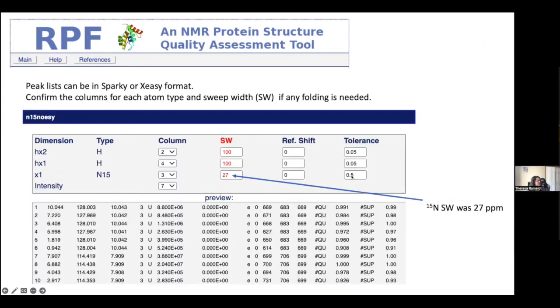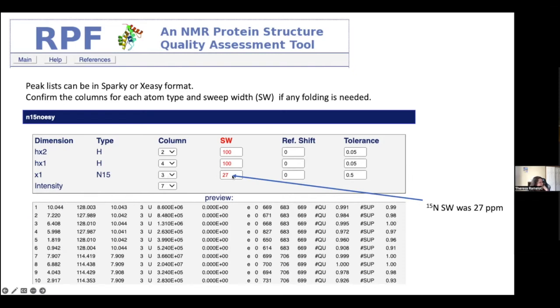So then after you put in your information, you hit submit, then you get to this next page where, if you want to include it, your peak list can be in Sparky or XEASY format, and you have your columns. It actually could be any format where you have your peak list, where you have the chemical shifts, and then you have an intensity. So what you tell it here is you find the N15 column, and you say that's column 3.